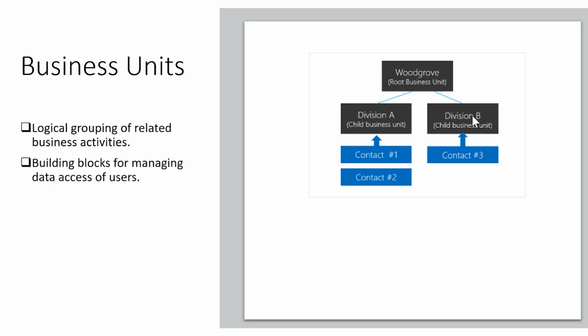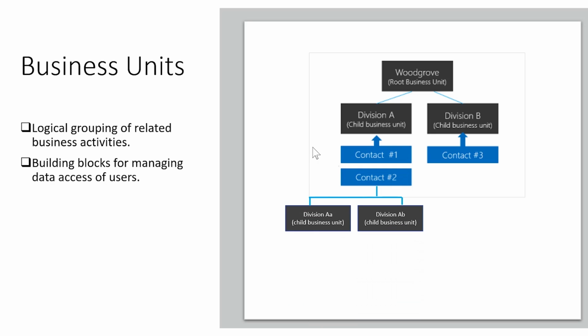An example where you would use business units is in a sales organization where you have regional sales offices. Imagine North America and EMEA. And under the North America region, you can have East and West Coast offices. The security boundary allows you to create records owned by the business units, and only users with the appropriate security role from that business unit can access the data.